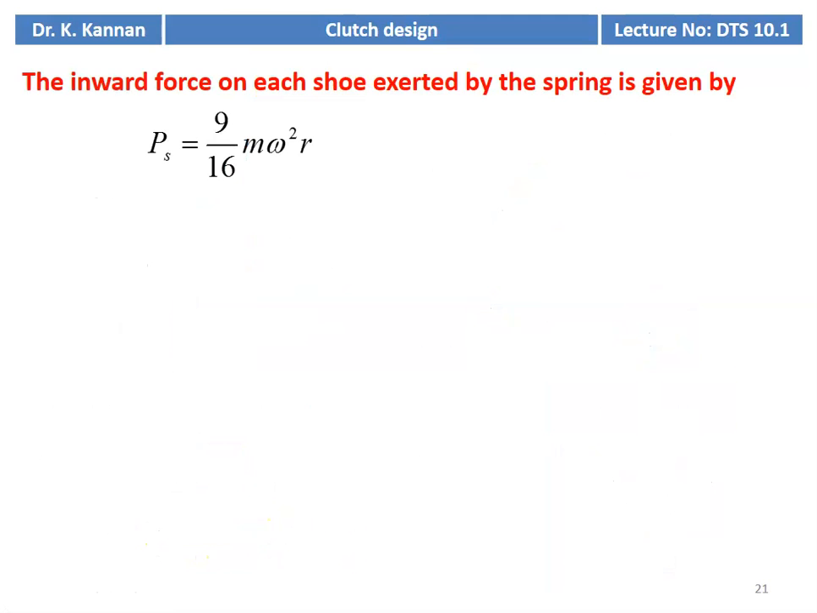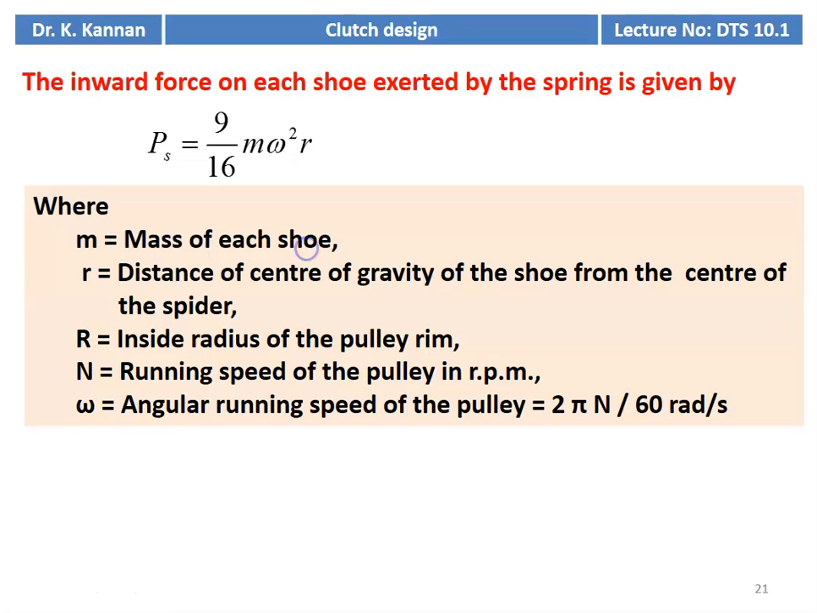And the inward force on each shoe exerted by the spring is given by Ps equals 9 by 16 into m omega square into r. Again, m is the mass, omega is the angular velocity. Where m is the mass of each shoe, r is the distance of the center of gravity of the shoe from the center of the spider, capital R is the inside radius of the pulley rim, and N is the running speed of the pulley in RPM, and omega is the angular running speed of the pulley, which is 2 pi N divided by 60 radians per second.